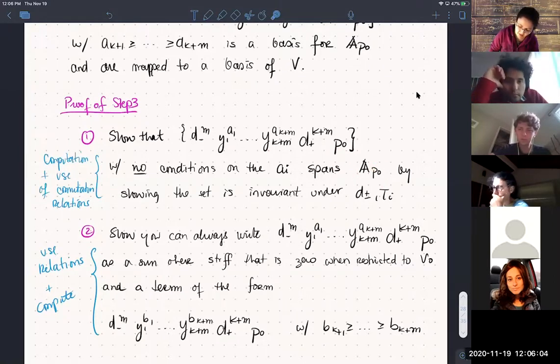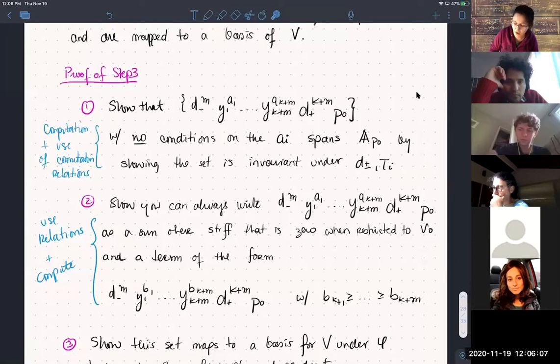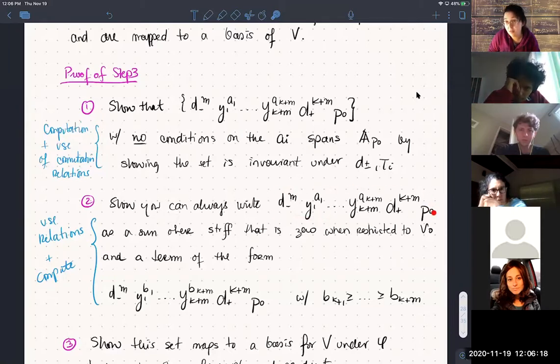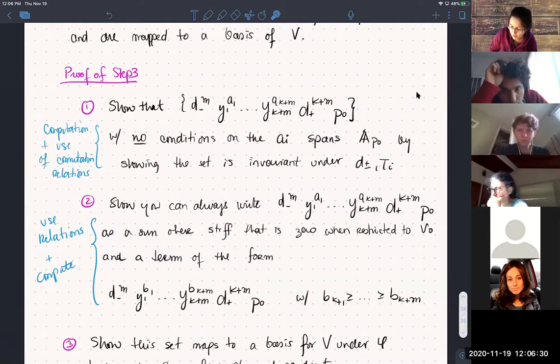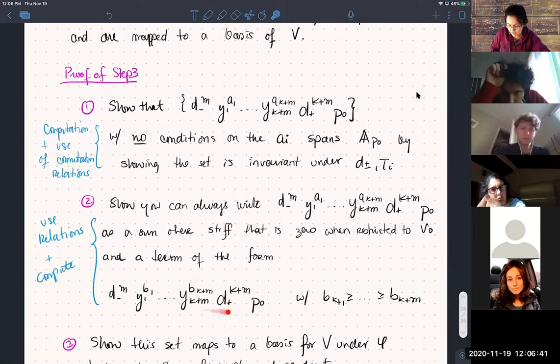The second step is to show that you really want those relations on that set, right? Because at this point the set is too big, so we want to cut it down. So the second step is to show that if you take these objects, these symmetric functions, and you basically permute the things around, again using the commutation relations to flip things around, then you can always express this, where the AIs have no relations, as a sum over stuff that is 0 when restricted to V0, and only one term that looks like this, which is essentially the same thing, but where the conditions are satisfied.